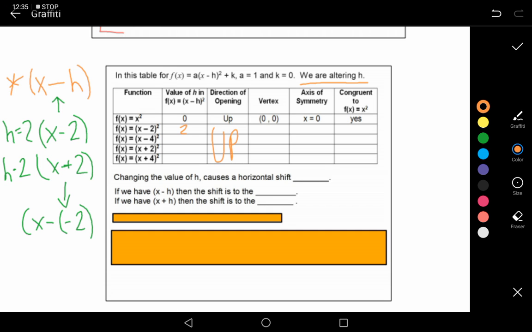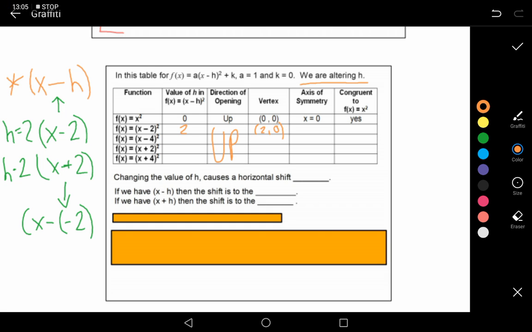Our vertex is going to change, so we're going to do those one by one. So let's look at that first column. So x minus 2 squared. Before, when we were looking at k, our vertex was 0, 2. Now that we're looking at h, our vertex here is going to be actually 2, 0.